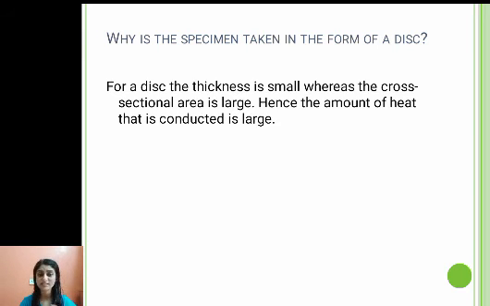Now here the insulator specimen whose conductivity you have to find out is taken in the form of a disc, and that disc is thin. We have seen the reason why it should be thin. Now the second question is why it should be in the form of a disc. If you check for a disc, the thickness is small but its cross-sectional area is large. So if the cross-sectional area of the disc is large, the amount of heat that is conducted will also be very large. So for this purpose, the specimen of the insulating material which we choose is generally in the form of a disc.